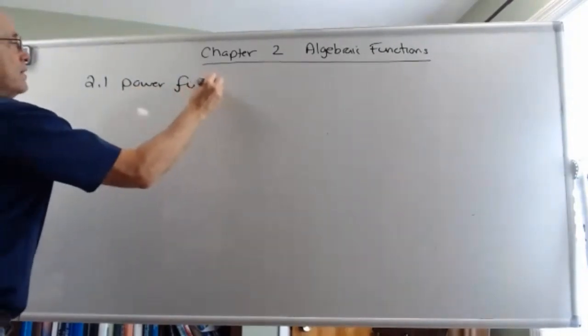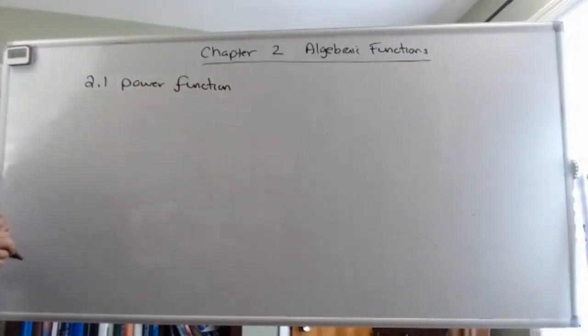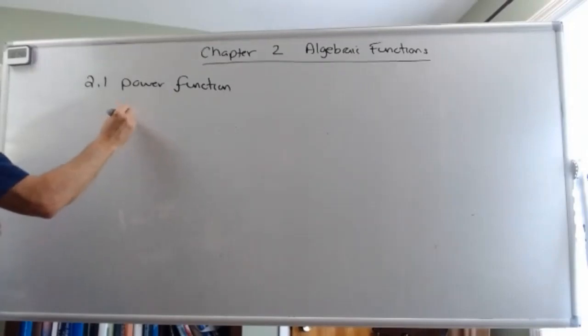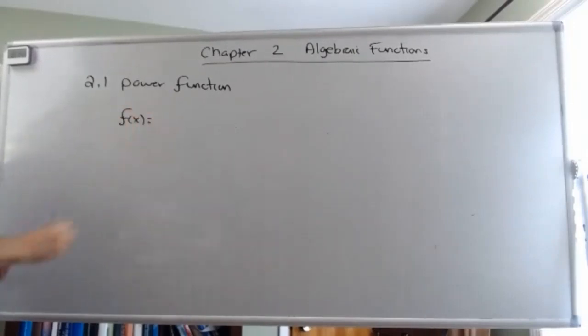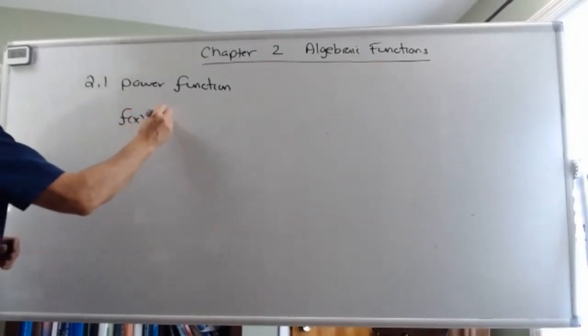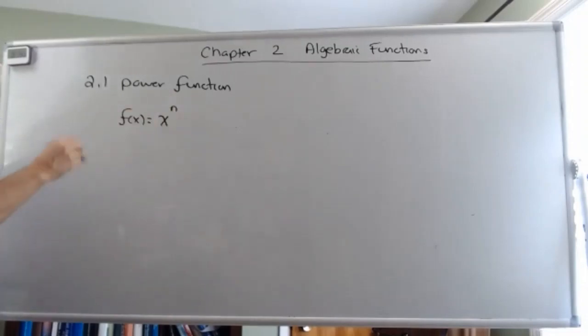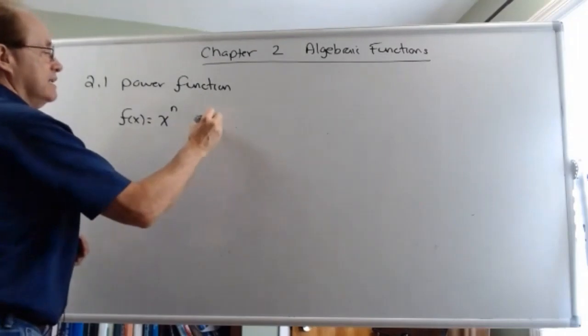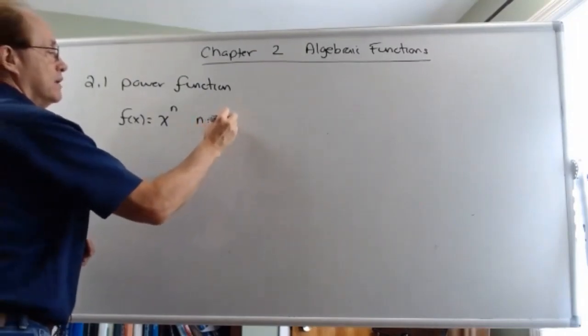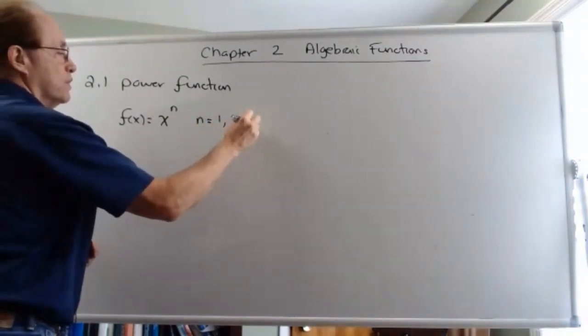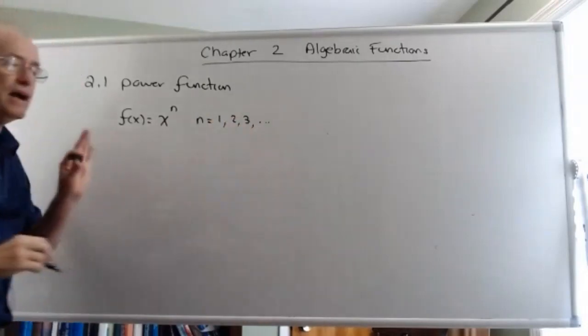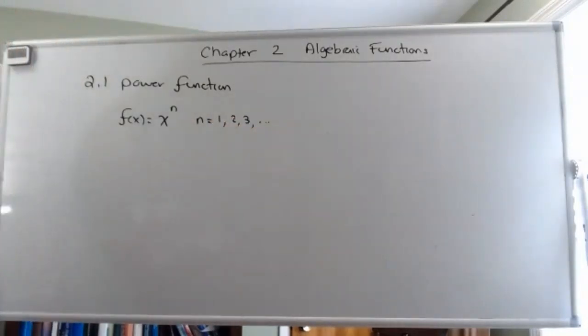So this is the most fundamental type of function that we have. And all it is, we take our variable x and raise it to a positive exponent power, x to the n, where n is equal to 1, 2, 3, etc. Only positive numbers now. That's called a power function. And let's take a look at some of the pictures.